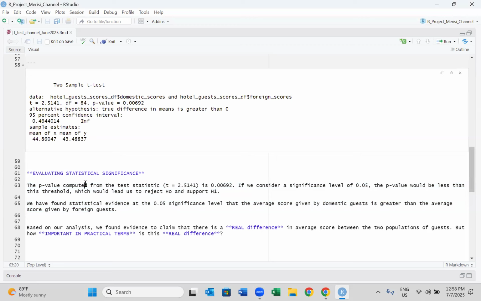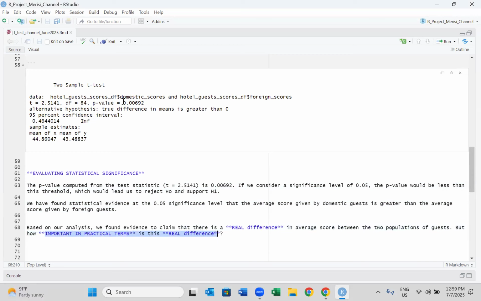So we found statistical significance, but as I said in this last paragraph, when we conclude that there is statistical significance, we can conclude that the difference between the sample means is real, okay? So the difference between the average score provided by domestic guests and the average score provided by foreign guests is real. Moreover, we can conclude that on average, domestic guests give us higher scores than foreign ones, okay? So that's perfect, but how important in practical terms is this real difference, okay?